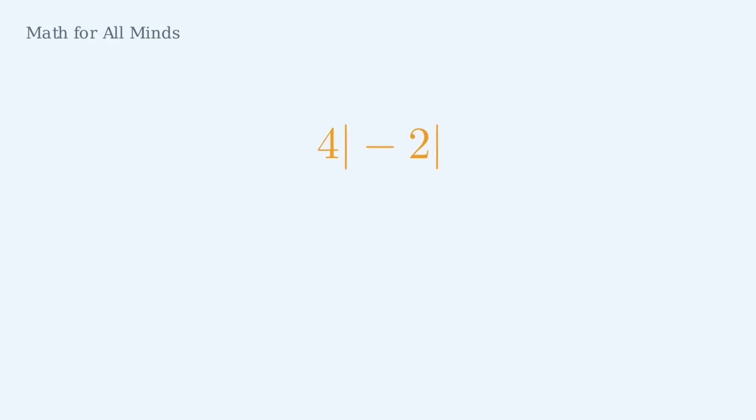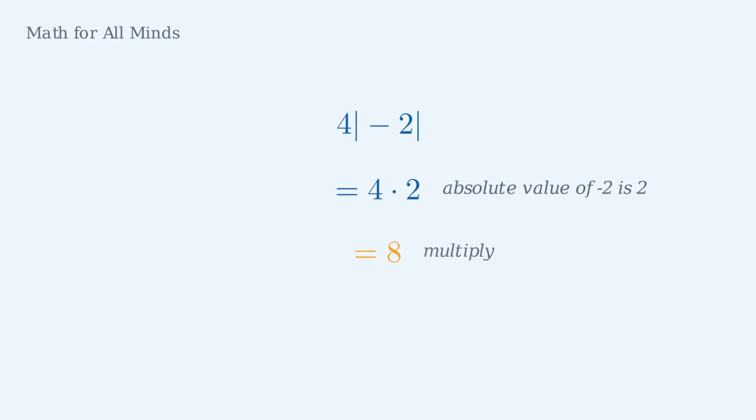Now try 4 times absolute value of -2. The absolute value of -2 is 2. Then 4 times 2 is 8.